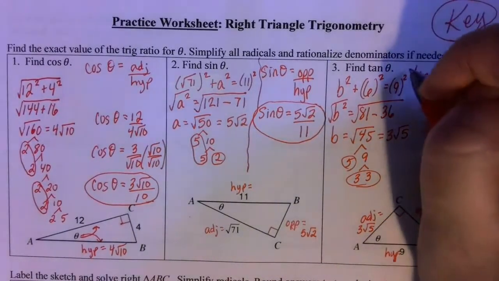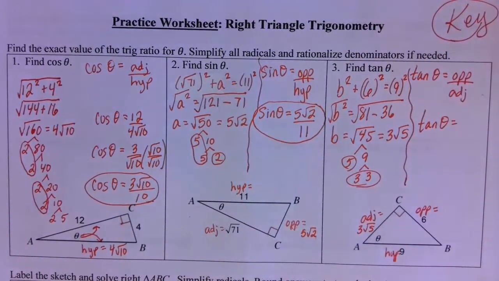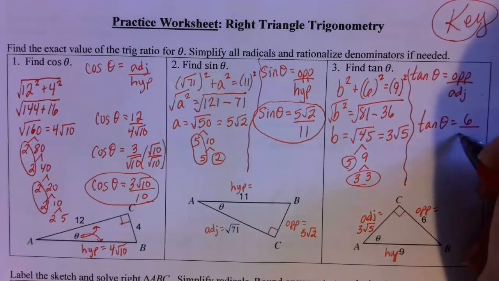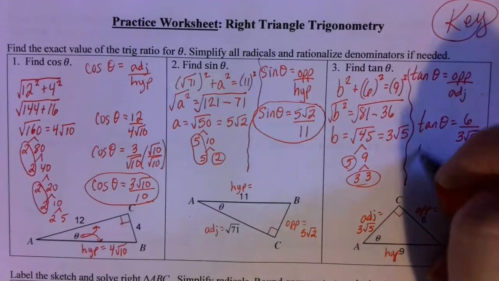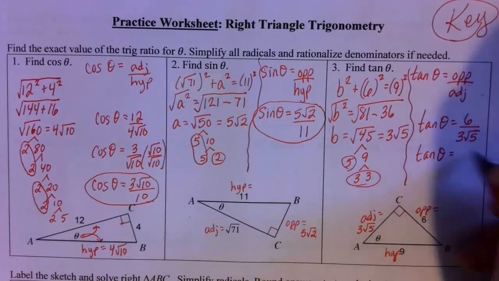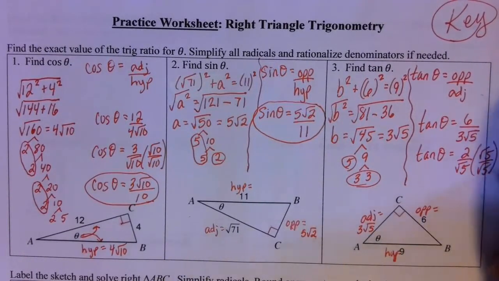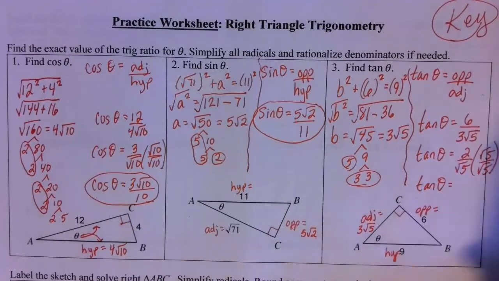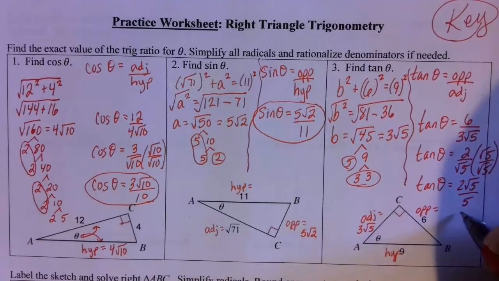So to find the tangent ratio for theta, tangent is the opposite, which is 6, divided by the adjacent 3 square root of 5. And that simplifies to 2 over square root of 5. Then we're going to rationalize the denominator by multiplying the top and the bottom by root 5. And the exact value for tangent of theta then is 2 root 5 over 5.